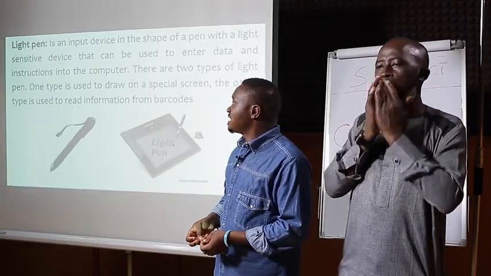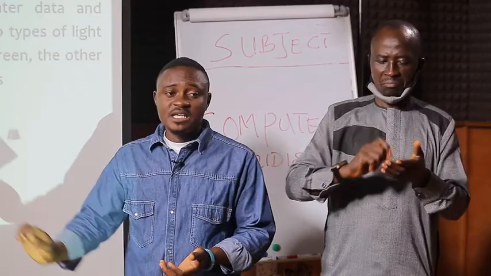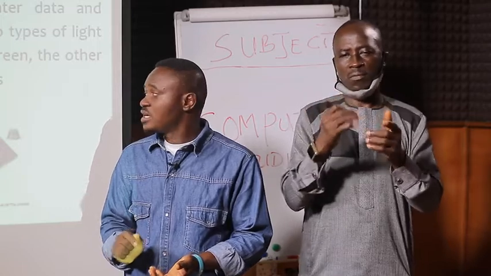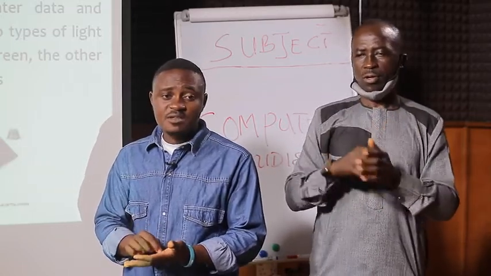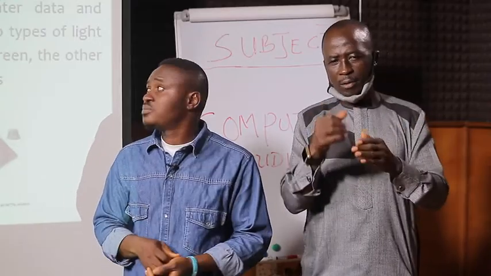We have what we call the light pen. It is an input device in the shape of a pen with a light-sensitive device that can be used to enter data and instruction into the computer. There are two types of light pen. One type is used to draw on a special screen. The other type is used to read information from barcodes. And we could see them practically here. We have a light pen that you could just use to navigate around and to do a lot of sketching on your own. And we have the other one that is very sensitive. The other one is used to pick data, to open a file, or to run one or two things on the computer.